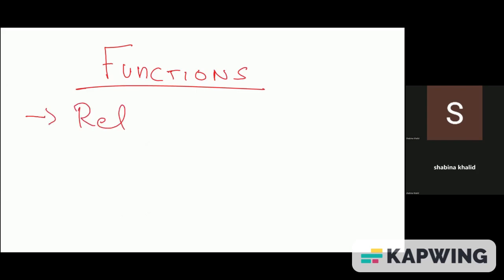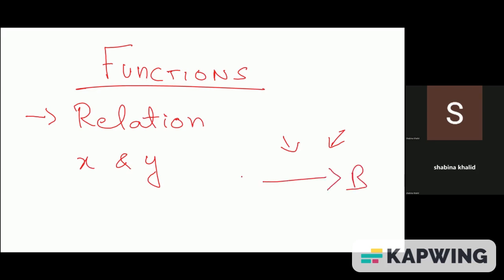So today our topic is functions. What is a function? A function is basically a relation, and this relation is between two things. It can be either between x and y or between one person and another. For example, you have a relation with your brother, or with your father. All of this is basically a function.